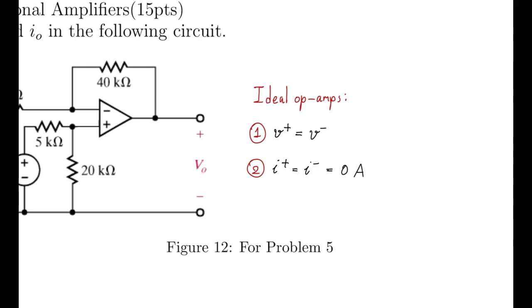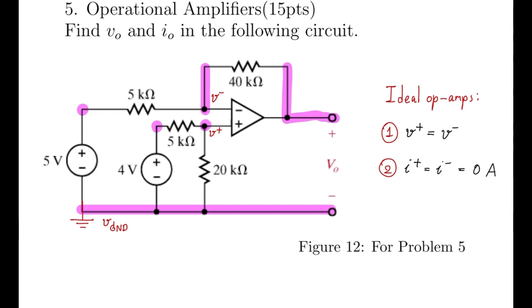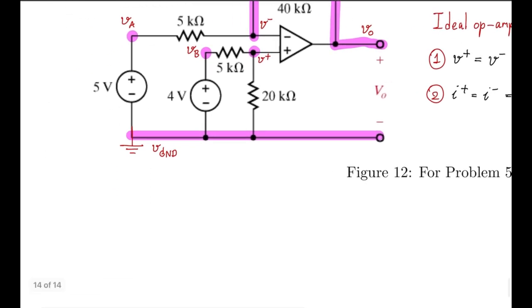Next, let's identify and mark all the nodes in the circuit. We will mark the nodes at the input terminals of the operational amplifiers as V- and V+ accordingly, and mark the bottom node as the ground node. Next, notice that node A and node B lie across each voltage source, with the other side connected directly to ground. That means we can immediately identify the voltage of both nodes. Node A has a voltage of 5 volts, and node B has a voltage of 4 volts.